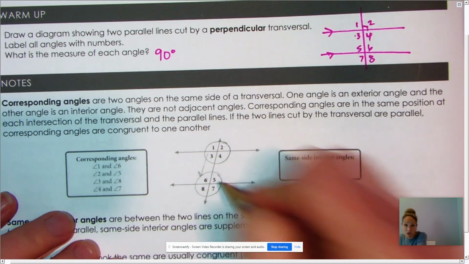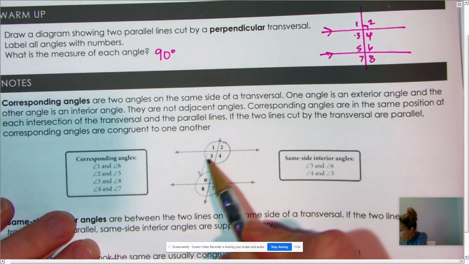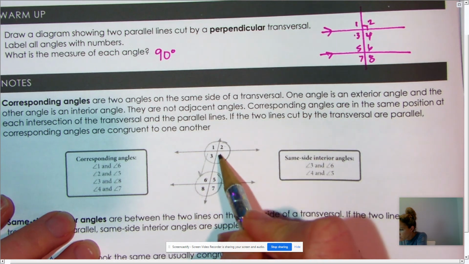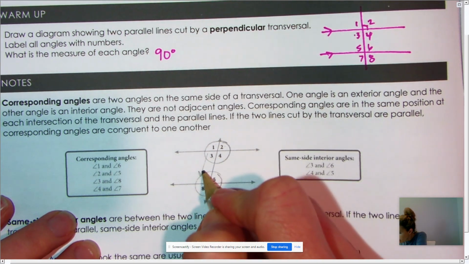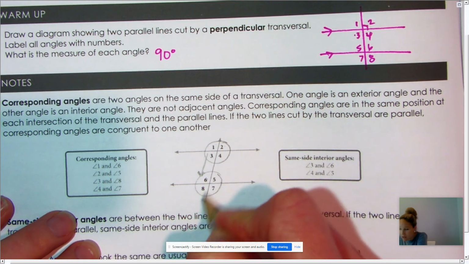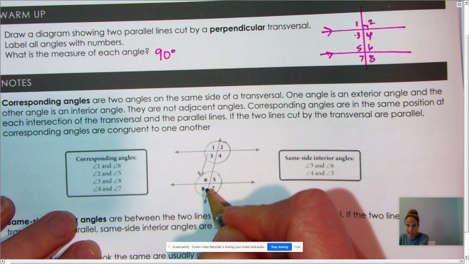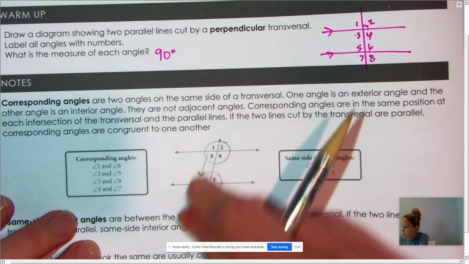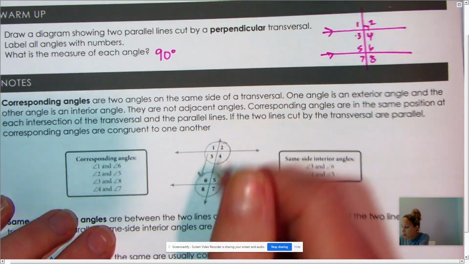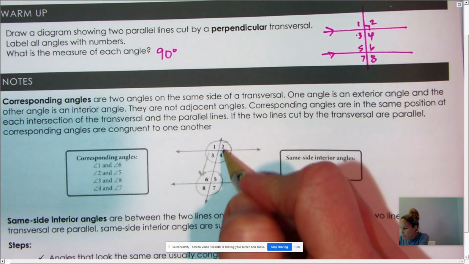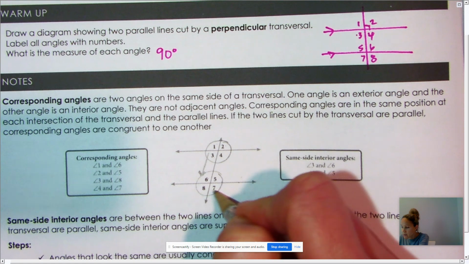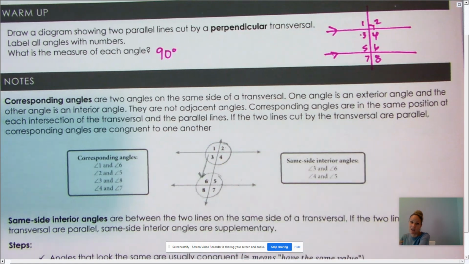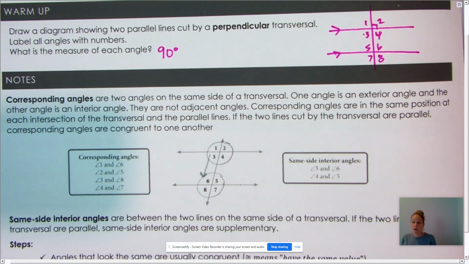2 and 5 would be corresponding angles. 3 and 8 would be corresponding angles. 4 and 7 would be corresponding angles. So you can either think about it visually, like just taking this whole thing, sliding it down and seeing where it would land, which ones would be touching. Or you could also think about it like upper left, lower right, and do the same thing down here to get to the corresponding angle.